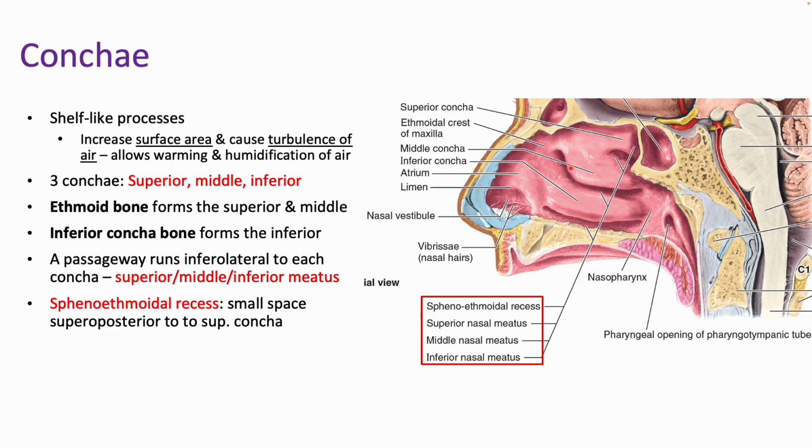Another key structure that we want to look at is up here, and that's our sphenoethmoidal recess. This is a small space that's supero-posterior, up and back to the superior concha right here.